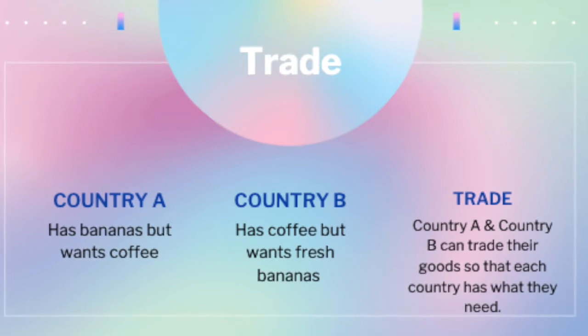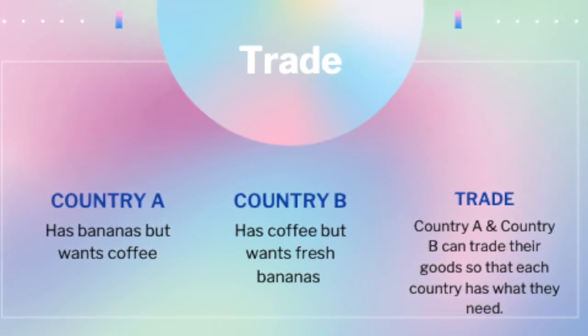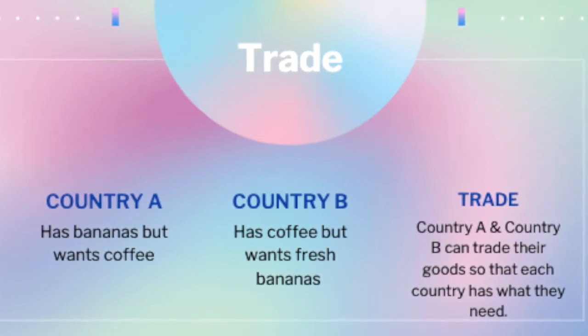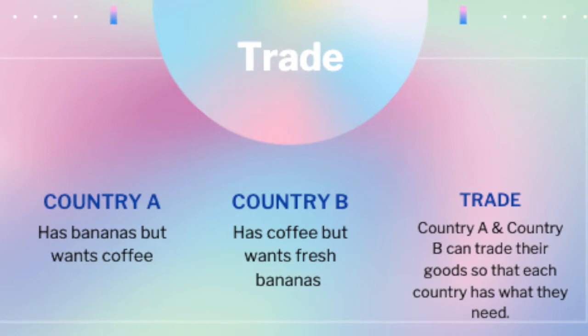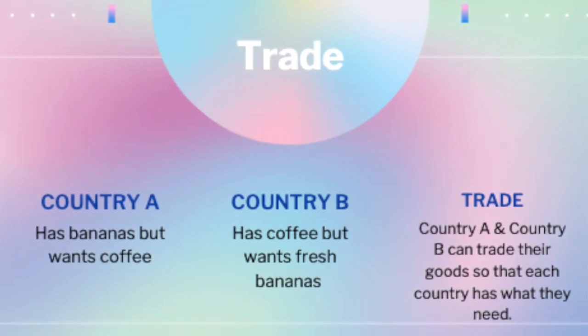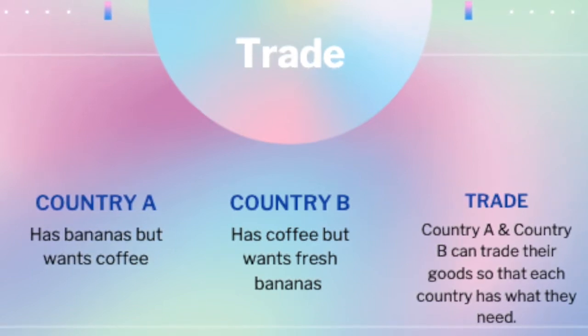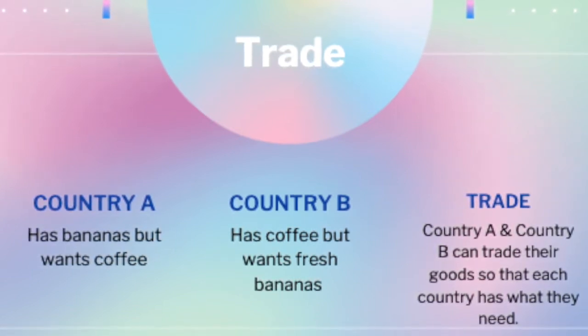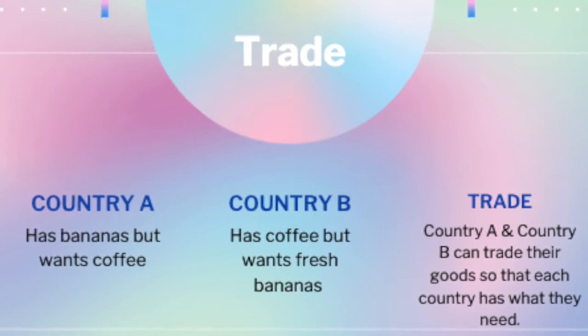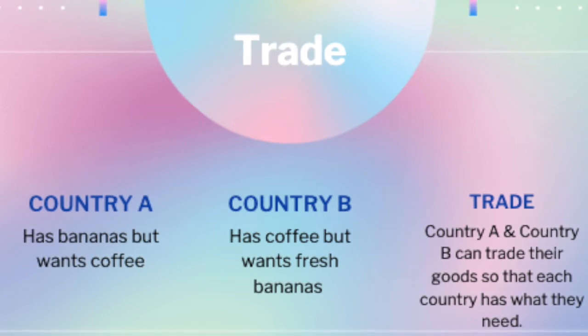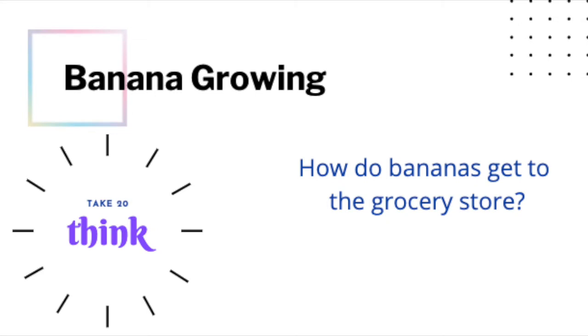Let's look at an example. We have country A and country B. Country A has bananas but wants coffee, and country B has coffee but wants bananas. Country A and country B can trade their goods or swap their items so each country has what they need. So country A would give country B some of their bananas, and country B would give country A some of its coffee. So, now that we understand how trading works, let's take 20 seconds to think.